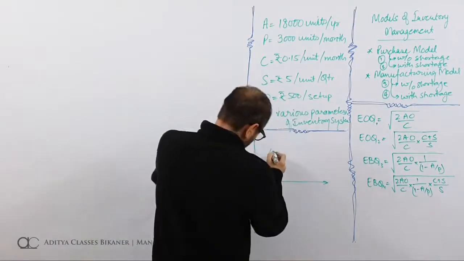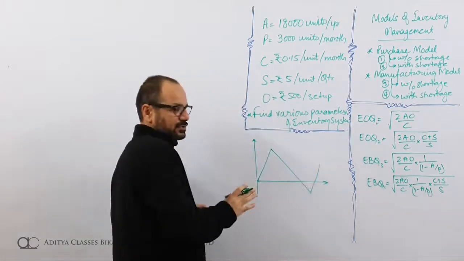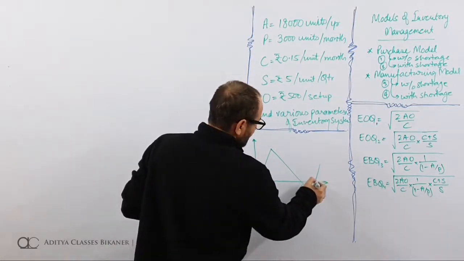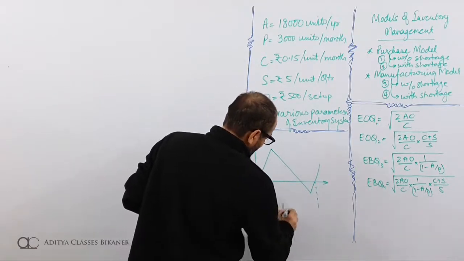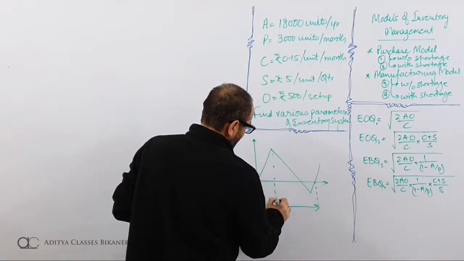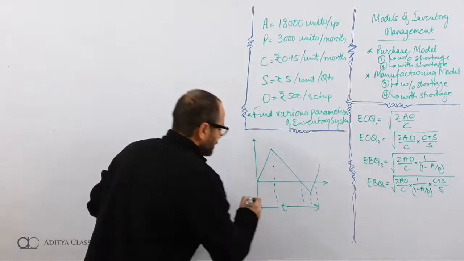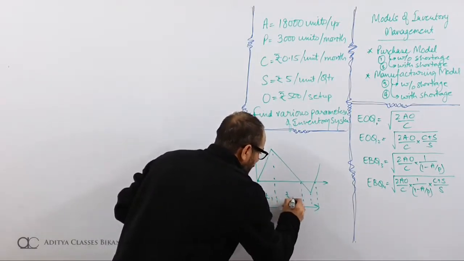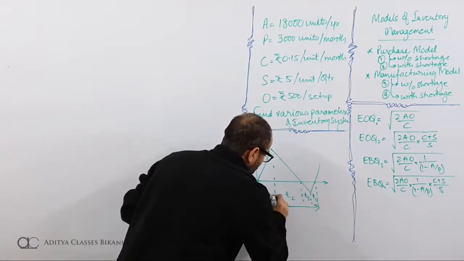Because it is a shortage model, it will go beyond the axis also. And this can be our one complete cycle. So we have a T for the complete cycle. Then if we see, there are 4 segments. We have a T1, a T2, a T3, and finally a T4 also.